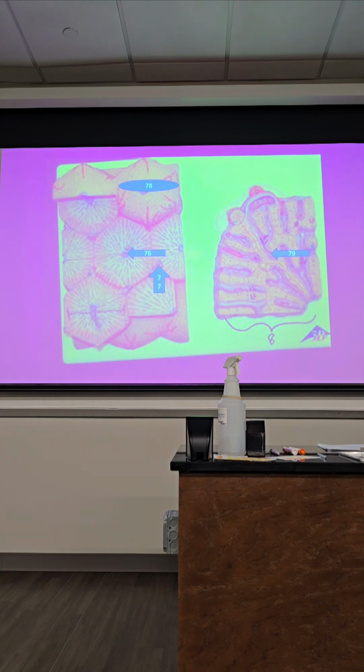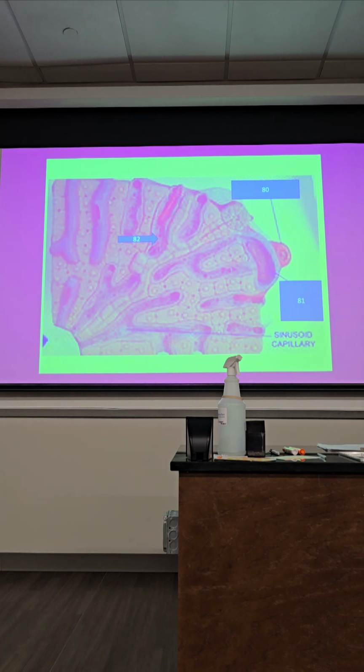The round ligament. Okay, so we have 78, lobule. 76, central vein. 77, portal tract. 79, macrophages, but you can't see it, so that'll be the sinusoid. But what about this one, 82? The macrophage, the Kupffer cell.